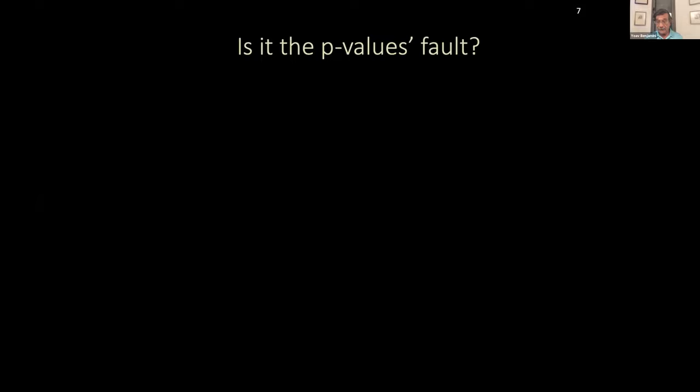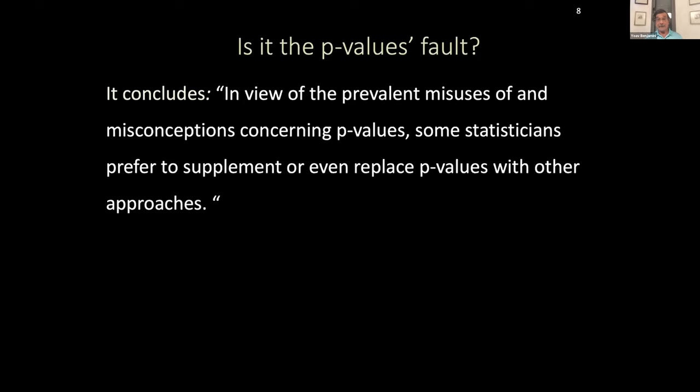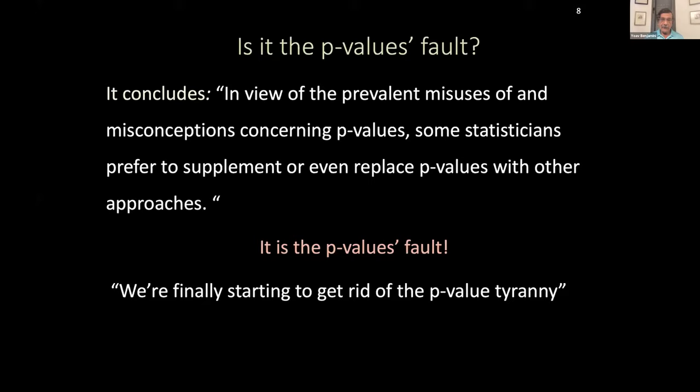And unfortunately, the ASA board came with a statement about the p-values. This is the original one, by Wasserstein and Lazar, in The American Statistician in 2016. It opens with "the p-value can be useful," but then comes a list of do not and is not and should not and leads to distortion, all warnings phrased about the p-value, not about any other statistics. And at the end, it concludes with, "in view of the prevalent misuses and misconceptions concerning p-values, some statisticians prefer to supplement or even replace p-values with other approaches." So it is the p-value's fault in the opinion of the writer of this. Unfortunately, I was part of this committee, but couldn't make my voice loud enough to influence the decision at the end. So it's not a surprise that the response was that we should get rid of the p-value tyranny.